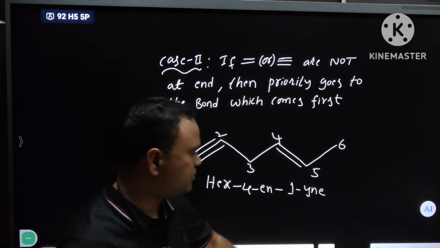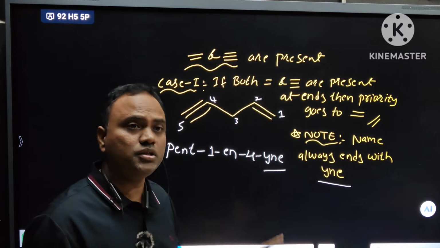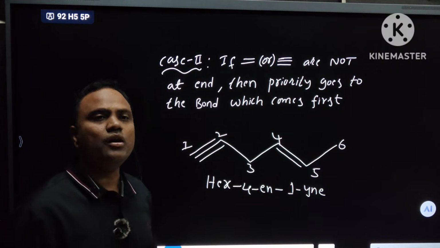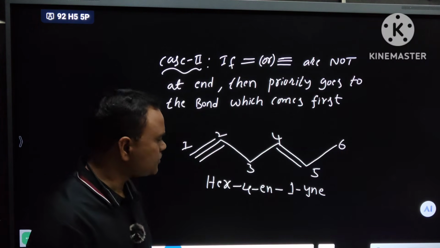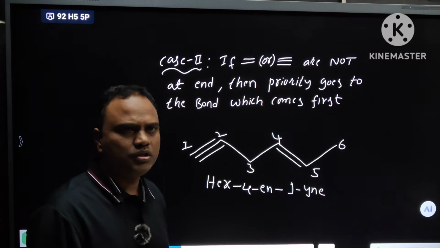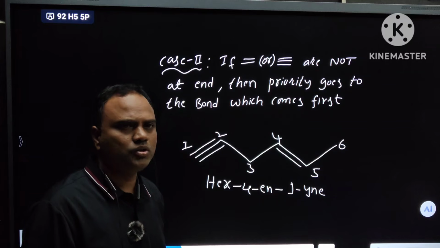And you should follow the basic rule. What is that basic rule? Name always ends with yne. That is important, irrespective of the position of double bond or triple bond. Name always ends with yne. Got it? Right?